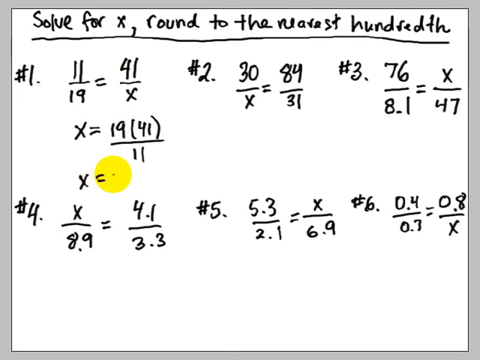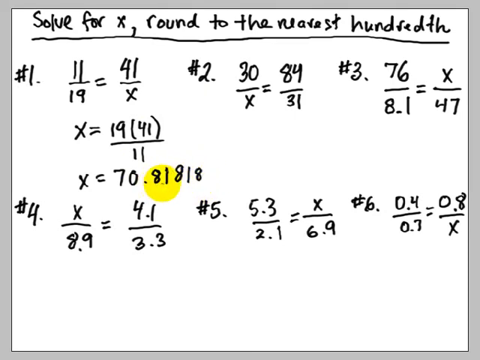And I'm going to use my calculator for that. 19 times 41 divided by 11. Okay, if I round that to the nearest hundredth, I get 70.82. My calculator shows this, it shows 8, 1, 8, 1, 8, etc.